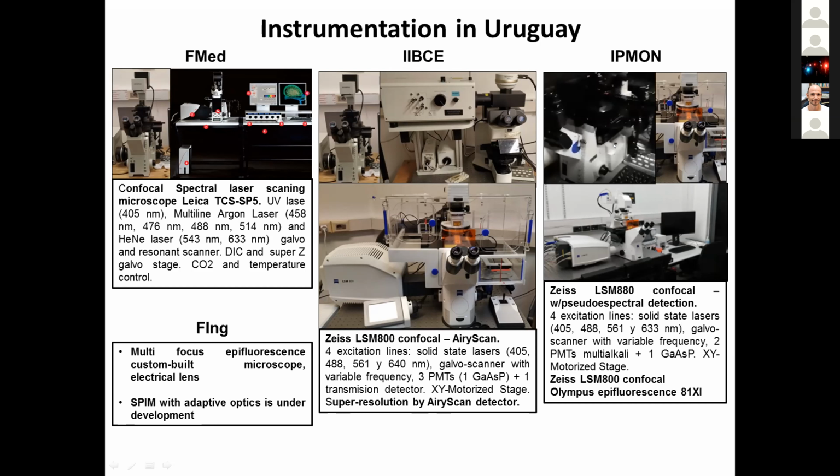Here at the Institut Pasteur, we have two confocal microscopes, an 800 and an 880, which has pseudo-spectral detection, because we can collect the spectral detection step by step along the range that we set up. And then we also have an epifluorescent detector for simple measurements.